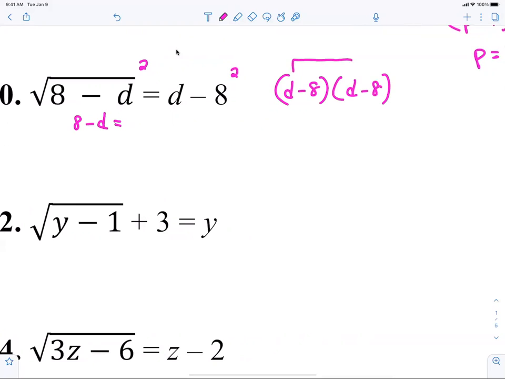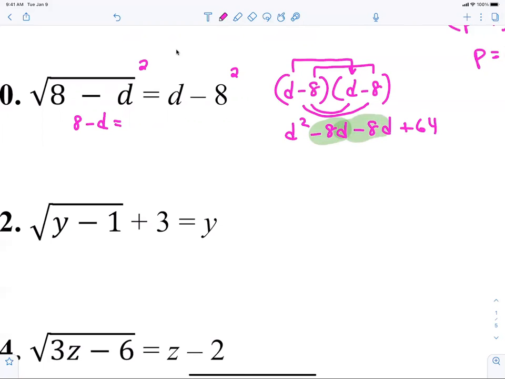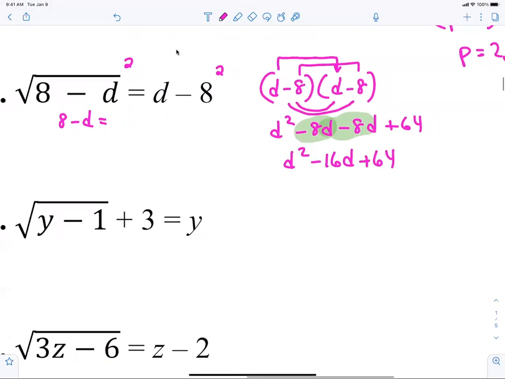Now we're going to multiply. d times d is what? d squared minus 8d minus 8d and then positive 64. Does everybody see that? So now again, these combine. So that's going to be d squared minus 16d plus 64. Did everybody see that? All right, so again, this step right here was challenging.